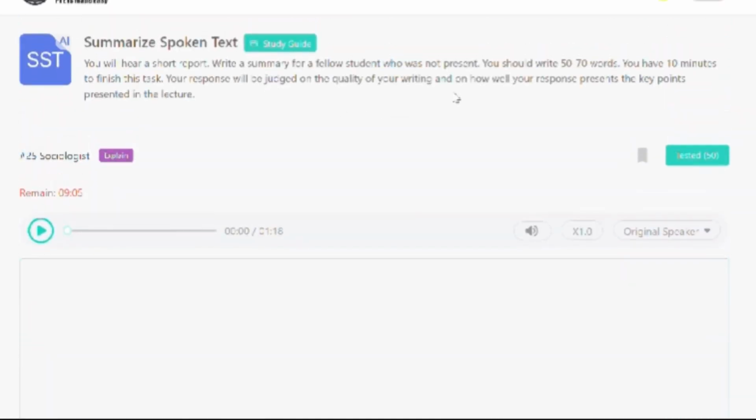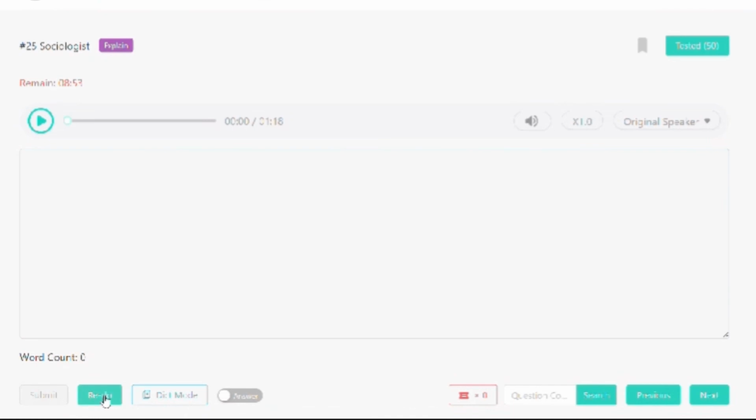Before I forget, look at the instruction here. You should write 50 to 70 words and you have 10 minutes. So these are important things you need to adhere to. In the PTE, you have to adhere to instruction. It makes it really easy for you if you do that. All right.